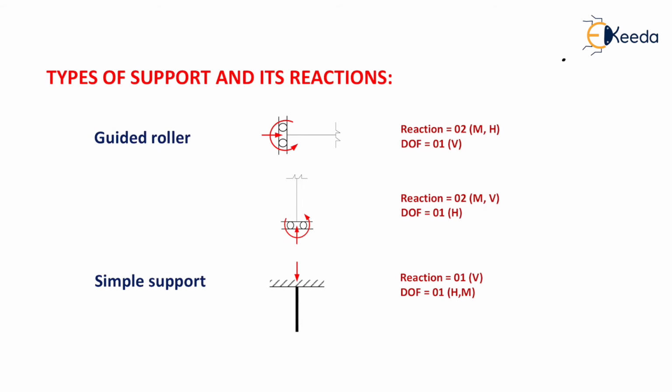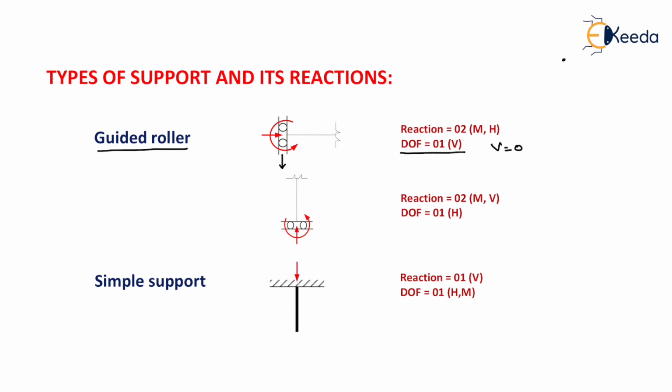Now another type of support is the guided roller. What is a guided roller? If we restrain the rotation at the roller support, then that support will be known as guided roller. Now suppose that we have a vertical guided roller. In a vertical guided roller, we generally allow the vertical displacement to be done freely. That's why the degree of freedom will be equal to 1, that is, the vertical reaction will be equal to 0.